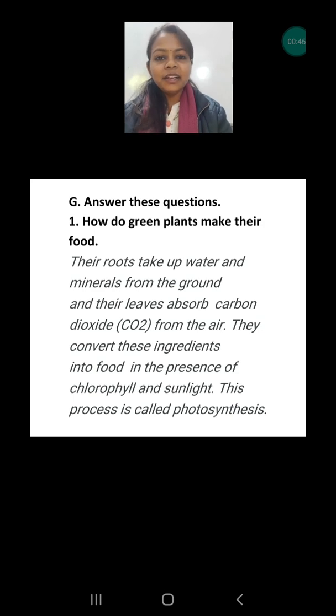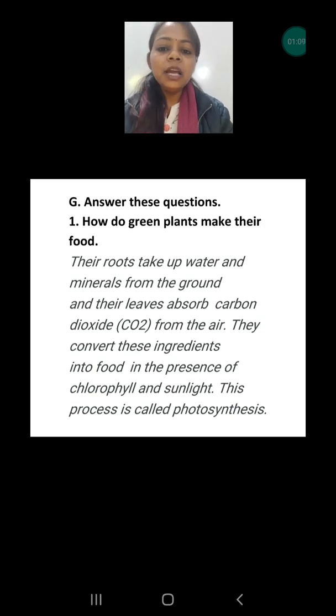They get the water and minerals from the soil, they get the carbon dioxide from the air, and they absorb sunlight from the sun. They get heat energy as well as light energy from the sun, and the chlorophyll is present in the leaf only. When all these come together, photosynthesis happens, and then they make the food.